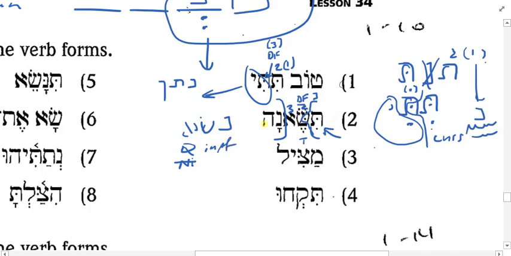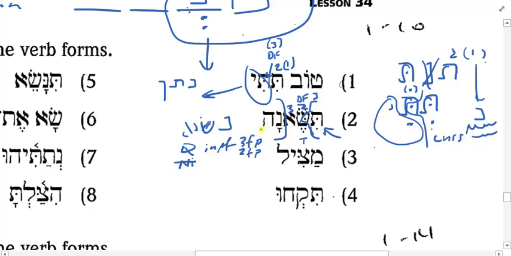And with the tav na prefix and suffix, that's 3fp and 2fp. What does nasa mean? To lift up. Think NASA, right? We lift up spacecraft and go to the moon. And also the other nasa is to travel, so we travel to the moon. Okay, so how will I translate this? They or you, plural, imperfect, nasa, will lift up.